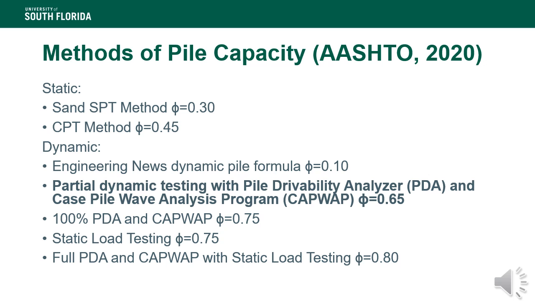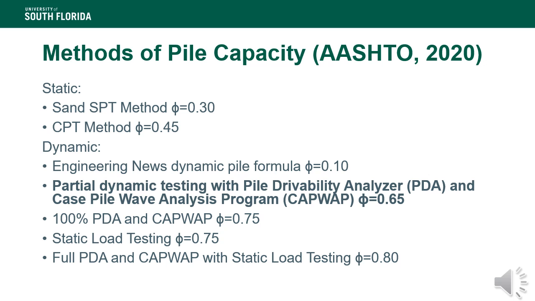So there are two types of methods that we can use to verify a pile's capacity. The first one is a static test. If you just use a standard penetration test or just a cone penetration test, which is very hard to do at deeper depths, you can get a phi factor of about 0.3 to 0.45. In this case, we're not looking at the pile and we're not performing a PDA analysis on it.